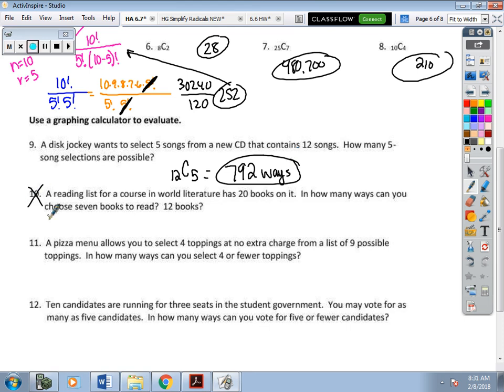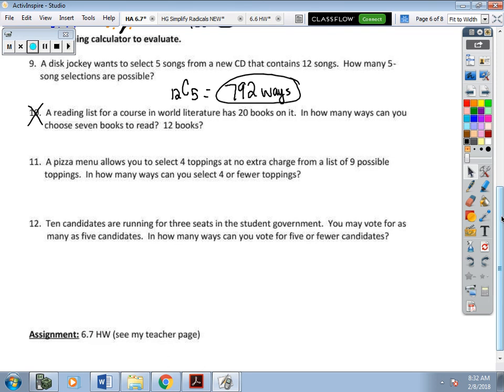Now 11 and 12 we want to make sure we get to because they add a little bit more challenging problem. So a pizza menu allows you to select 4 toppings at no extra charge from a list of 9 toppings. 9 possible. So this would be our total, just like our n. You're selecting 4. Now it says, in how many ways can you select 4 or fewer toppings?